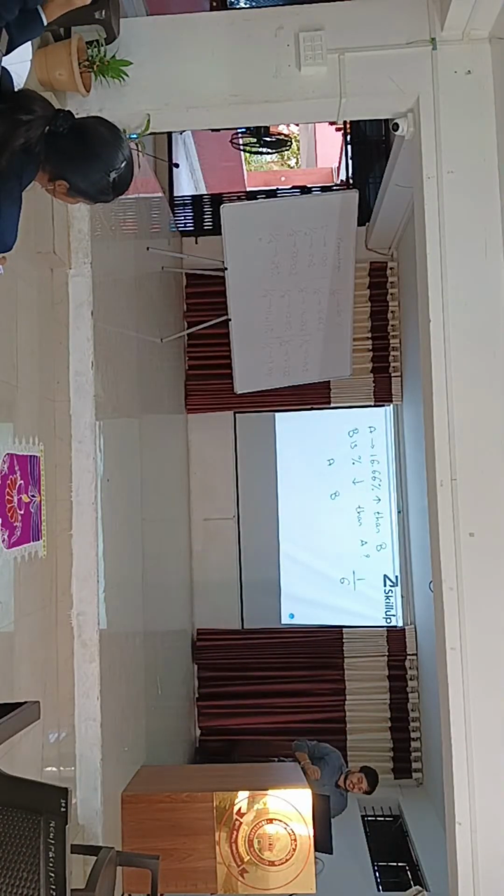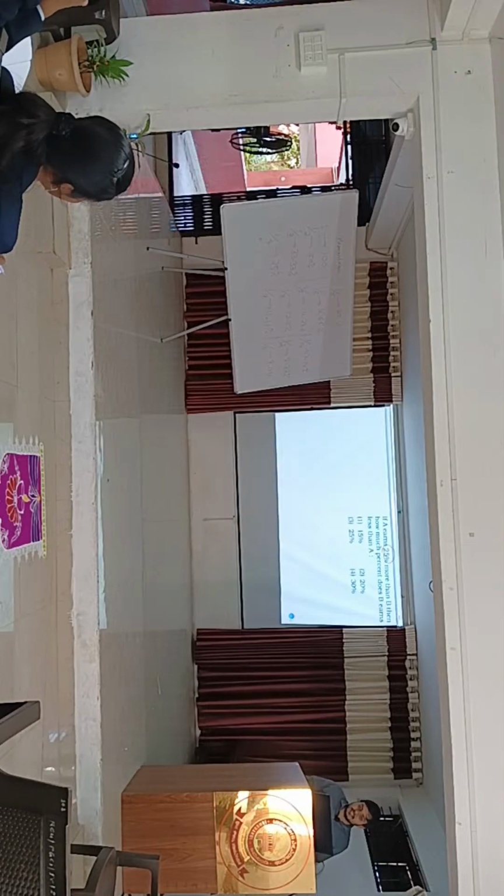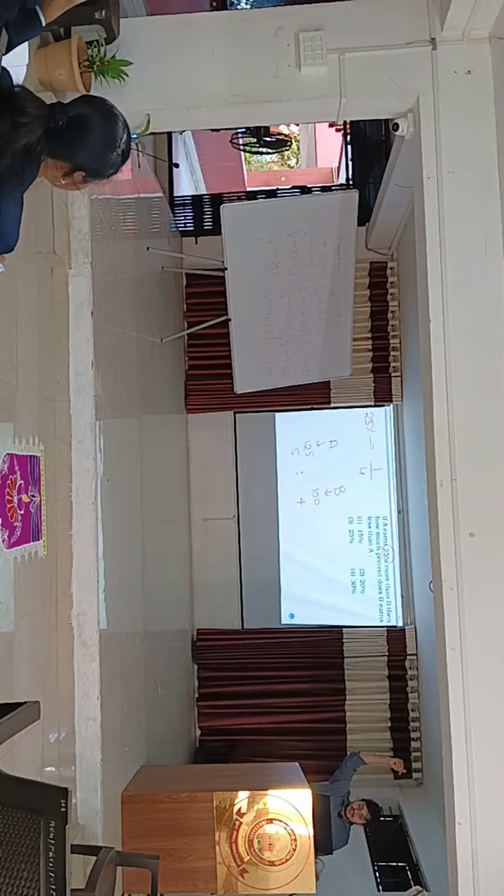We'll head back to the previous question. What is 25%? 1 by 4. Correct? Now I have A, I have B. Initially, how do we solve? B is nothing but 100. A is how much? 125. So if I take ratios, that is 5:4. 25 4s are 100, 25 5s are 125. B value is 4.